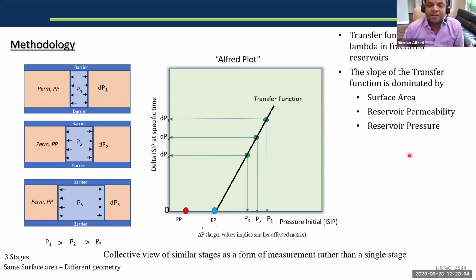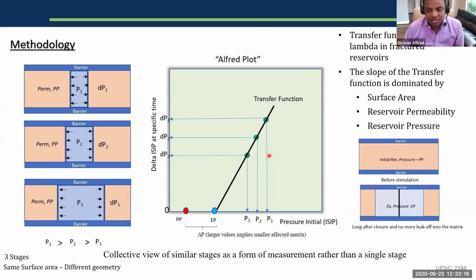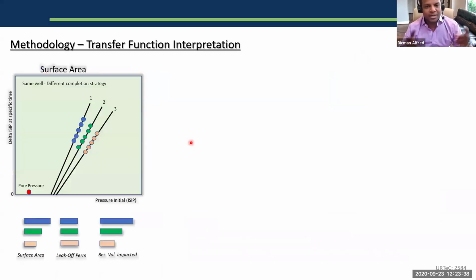So pretty much consider this transfer function like a lambda. If you're familiar with fractured reservoirs, the lambda is like how this thing leaks off, your transmissibility. So this transfer function is going to be a function of 3 things: the surface area you create, your reservoir permeability, and your reservoir pressure. So how do you interpret this? Before I show the results, I want you all to understand how to actually interpret this transfer function. Okay, let's move on to one simple thing.